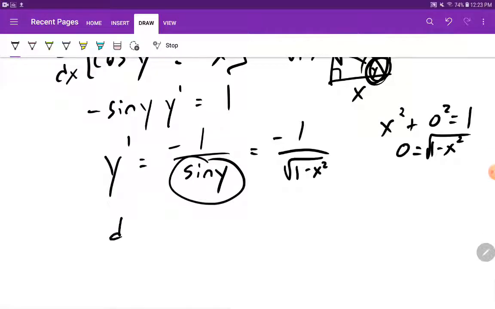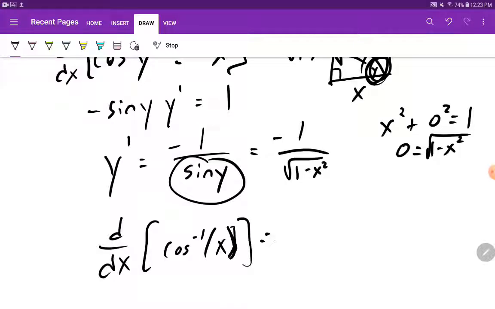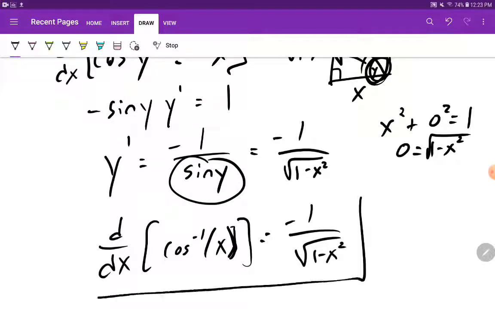So what is the derivative of cos inverse? It is negative 1 over root 1 minus x squared. And that's it. That's cos inverse.